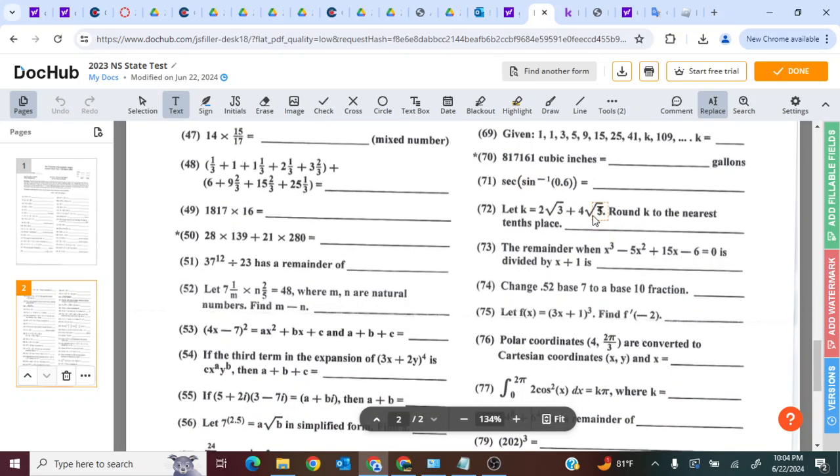The second hardest part about these problems, the irrational numbers. 1.732 times 2, like 3.45 essentially. A little greater than that, 3.46. And then 2.23 times 4 is like 8.9. So 8.9 plus 3.4 or 3.45. You are having to round up to that. So a 9 plus. So basically 12.4, I believe.